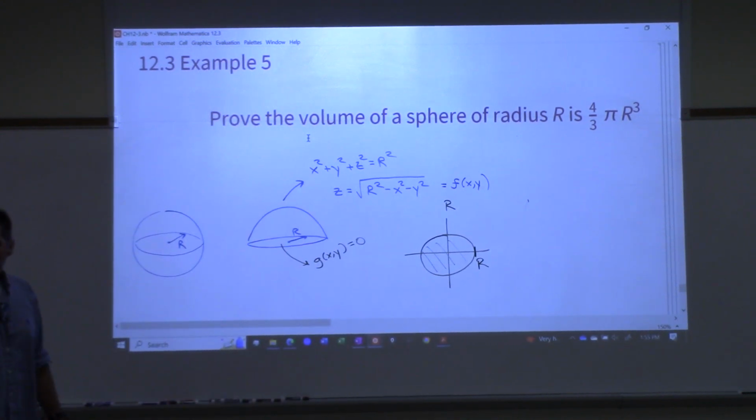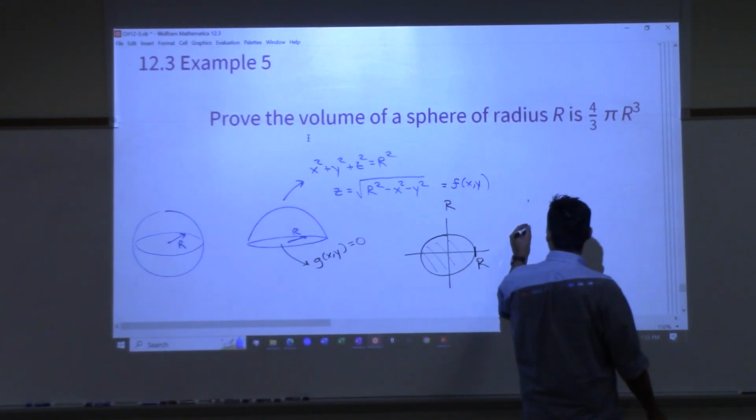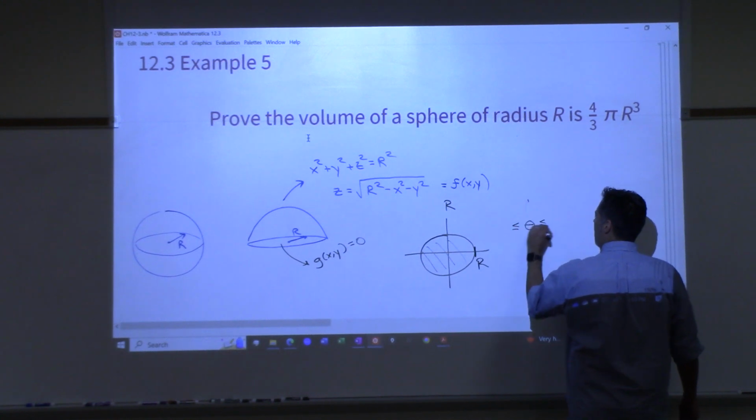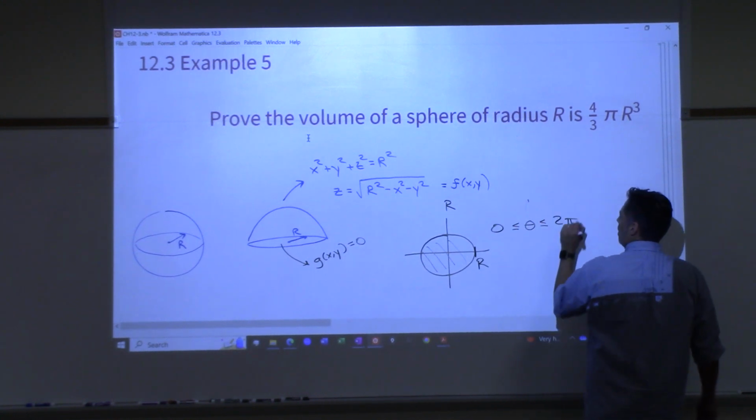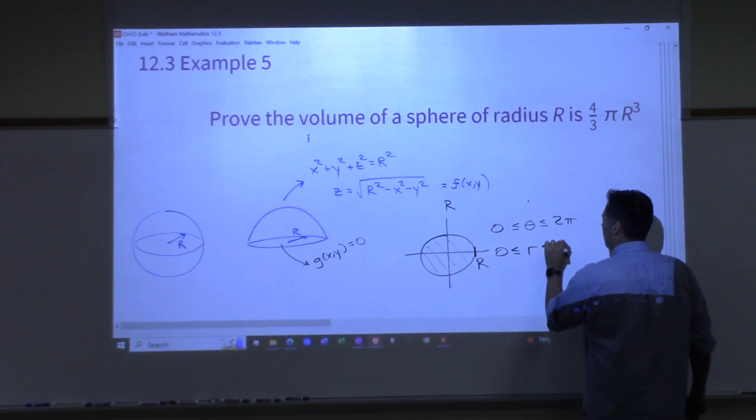That's a polar rectangle, isn't it? You don't need anything fancy here. This is just theta between 0 and 2 pi. That'll draw that. As long as our radius, little r, is between 0 and capital R.